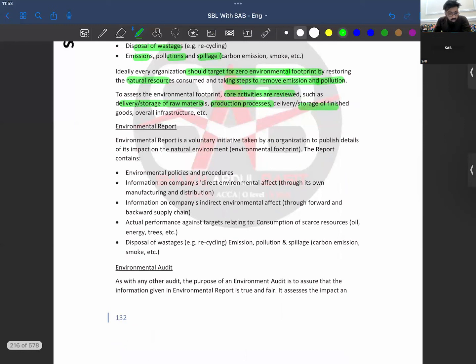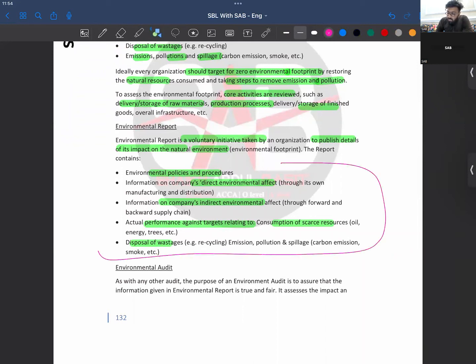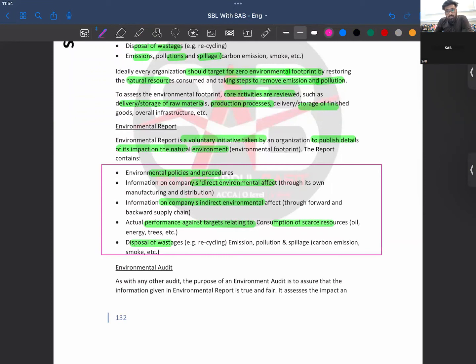What does an environmental report include? It's a voluntary initiative taken by an organization to publish details of its impacts on the natural environment, right? The report contains environmental policies and procedures, information on the company's environmental effects, information on the company's indirect environmental effects, actual performance against the targets, right? Consumption of scarce resources, disposal of wastages. So we will be giving each and every piece of information on how we performed with the environment, right?